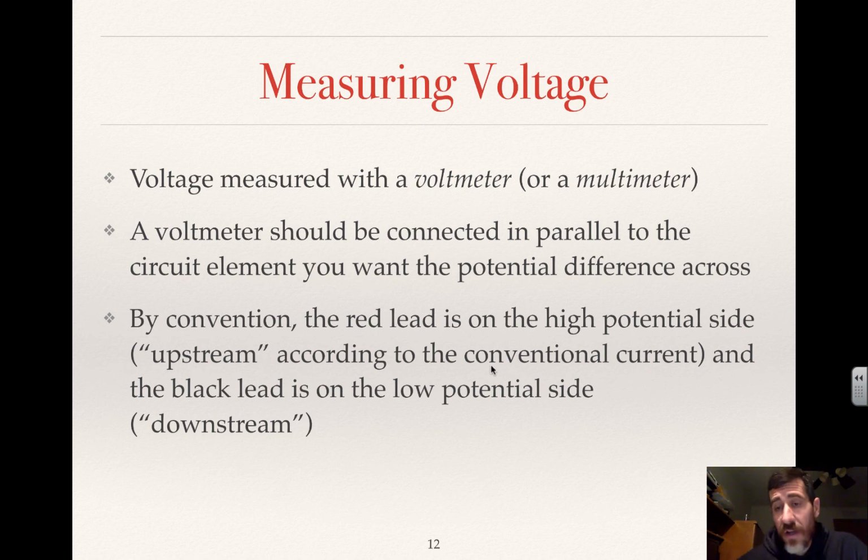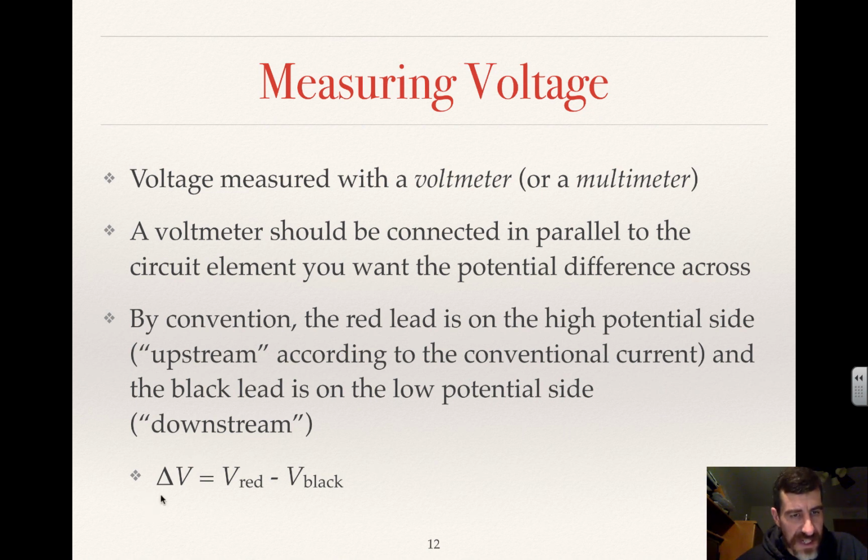The conventional current means we're pretending that it's positive charges that are moving around the circuit, even though it's really the negative electrons traveling in the opposite direction. But if we use conventional current, we imagine the positive charges are moving, so you can think of it as the positives coming out of the positive terminal of the battery or your EMF device and coming back into the negative terminal of the EMF device.